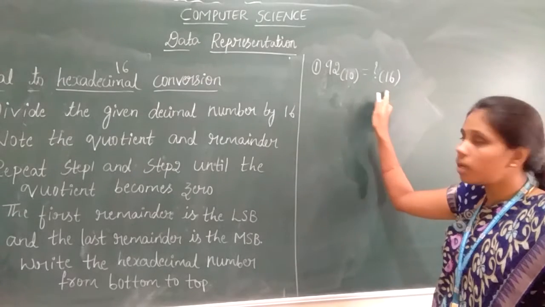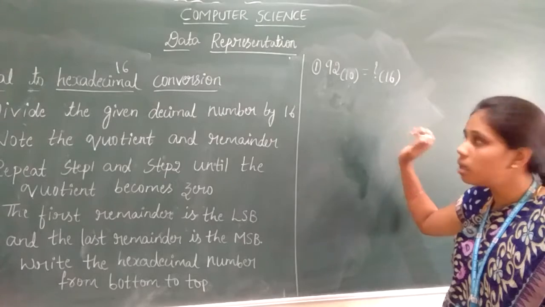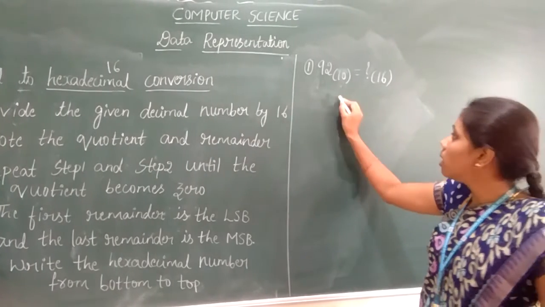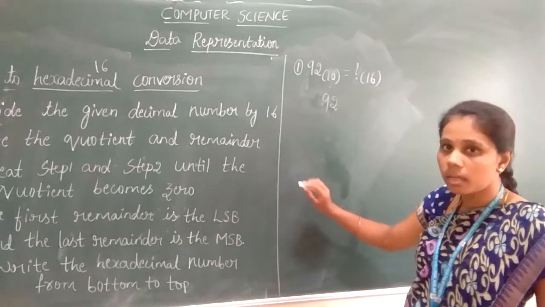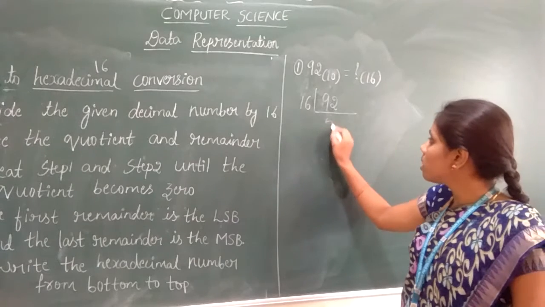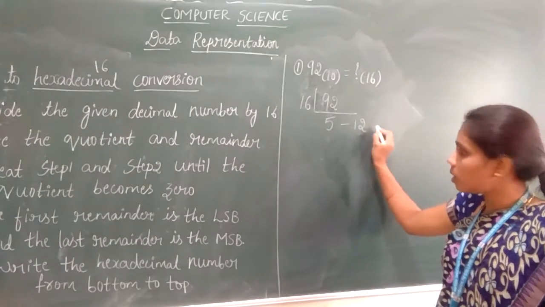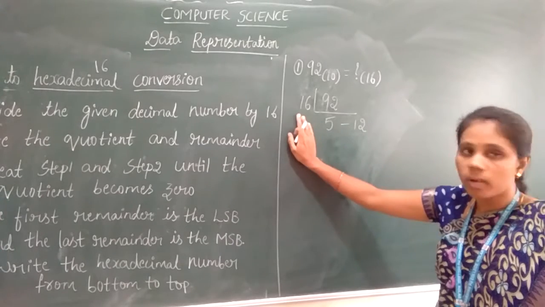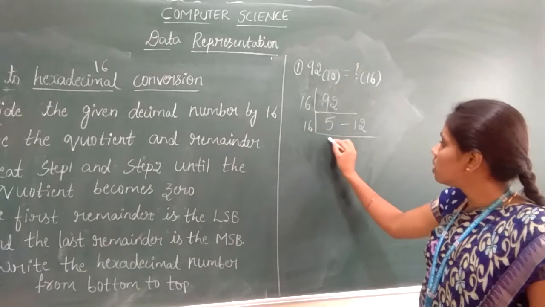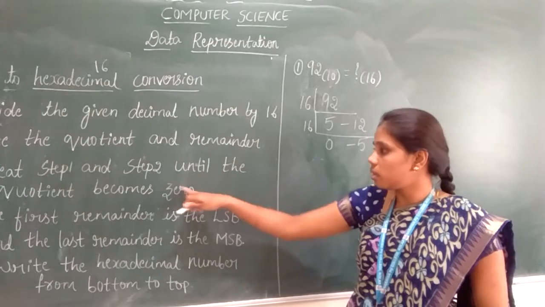Now this is an example problem. This decimal number should be converted to a hexadecimal number. What is the first step? Divide the given decimal number by 16. Now consider the decimal number 92. Divide this by 16. 16 5s are 80. The left out value is 12. 5 cannot be divided by 16, or you can have one more step, that is 16 zeros are 0 and the remainder is 5. That is your step 3.